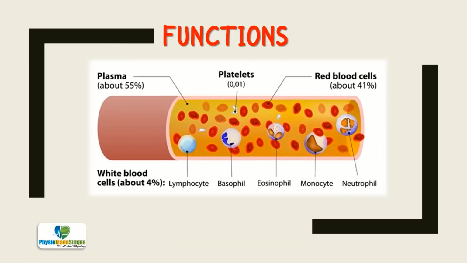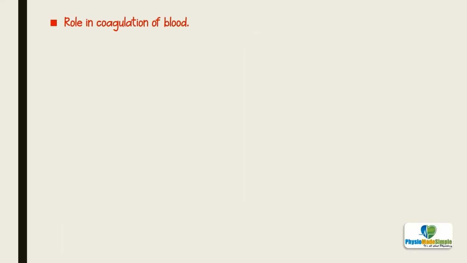Now, coming to the functions of plasma proteins. The first and foremost function of plasma proteins, especially fibrinogen, already discussed in the previous slide, is its role in coagulation of blood or blood clotting. So, through the formation of blood clots, blood loss is prevented.